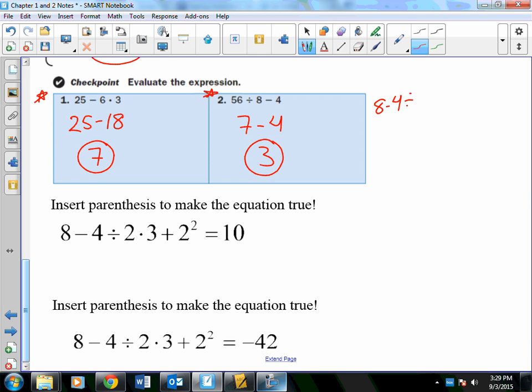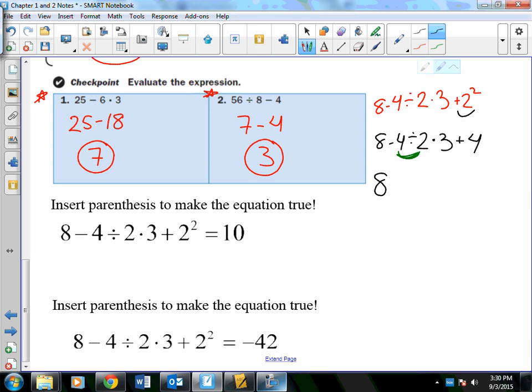8 minus 4 divided by 2 times 3 plus 2 squared. If I don't put any parentheses in there, the first thing I do is this guy, my exponent. So I get 8 minus 4 divided by 2 times 3 plus 4. Did my exponent. Now I do multiplication or division left to right. This is the first one I do because I do multiplication and division left to right first.